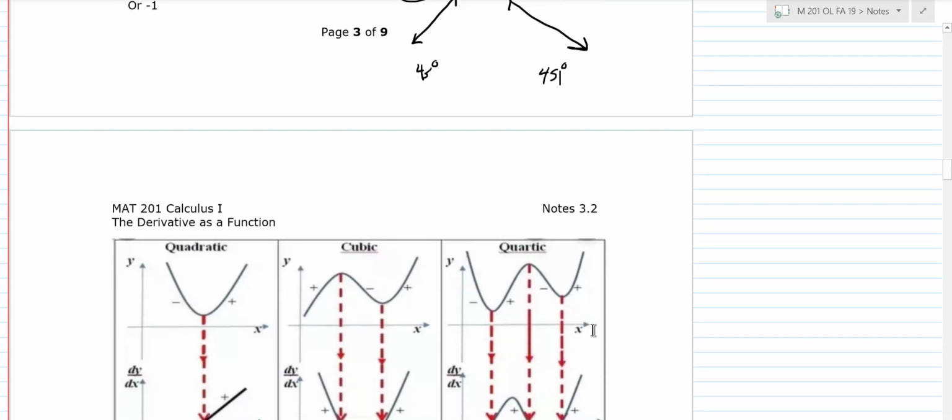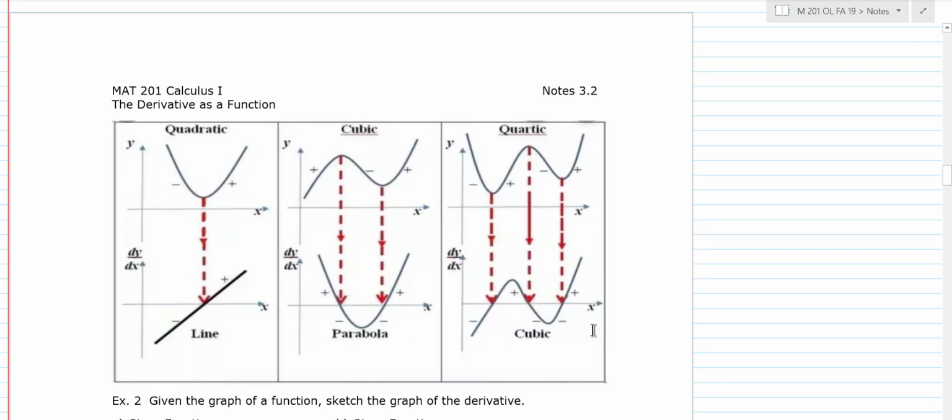Okay, so let's see. Let's go down here. Next page, this shows the thought process. So this is a function that you're given. This is the derivative. dy over dx is another way of saying f prime of x. This is the graph of the derivative. So here's what I suggest. Right now, the derivative is 0 because you have a horizontal tangent line. So that means the value of the derivative is 0, meaning it's on the x-axis.